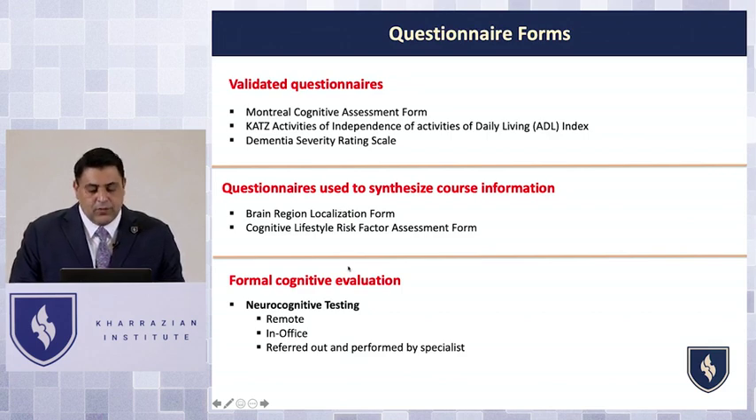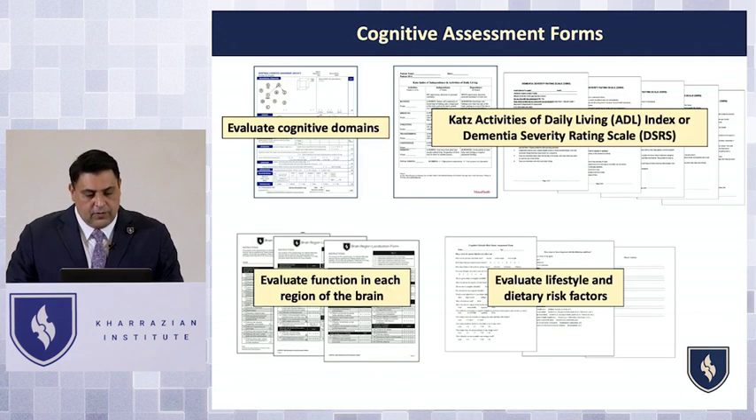And then if you really want to go deeper and get a very thorough evaluation, that's where you have formal cognitive evaluations or formal neurocognitive testing. And nowadays, there are some where you can have them done in your office, remotely, or refer out to a specialist. And we'll discuss those testing tools as well. So let's start with questionnaire forms.